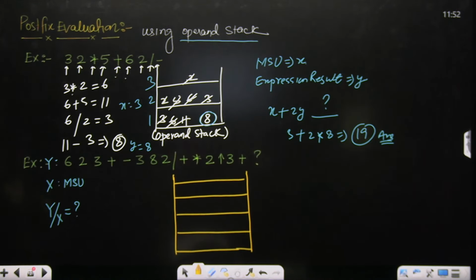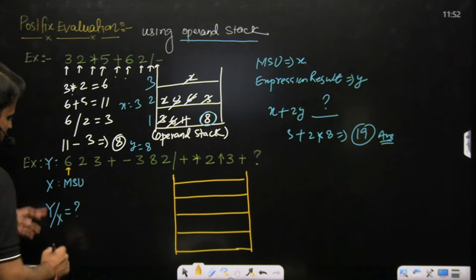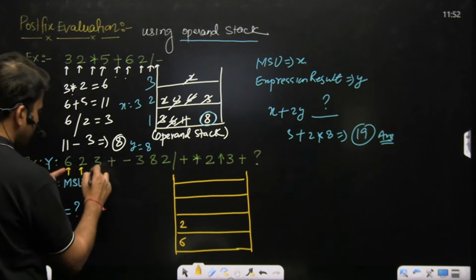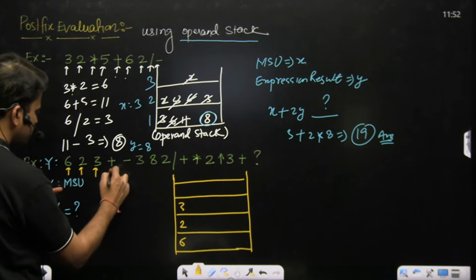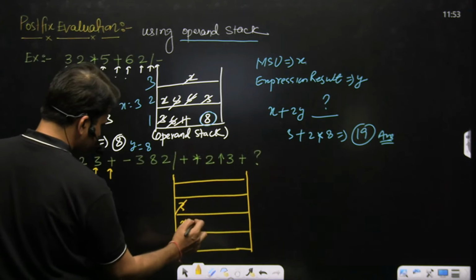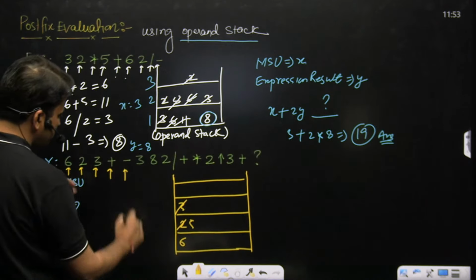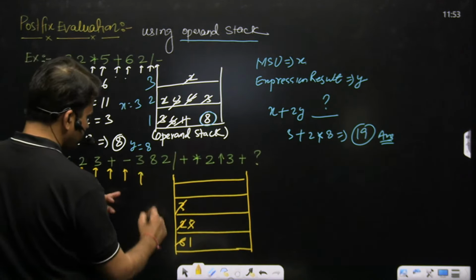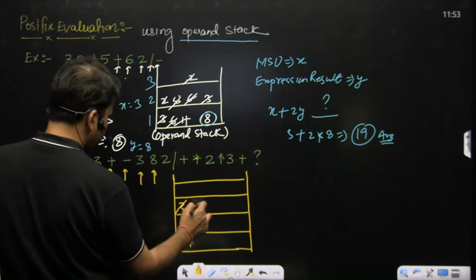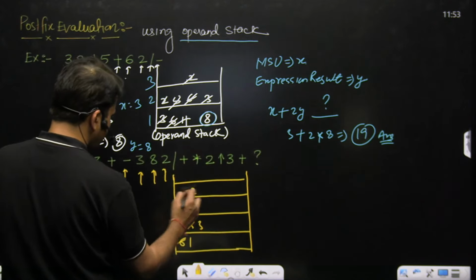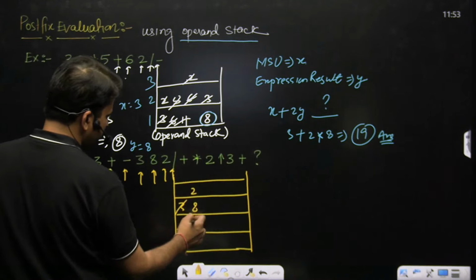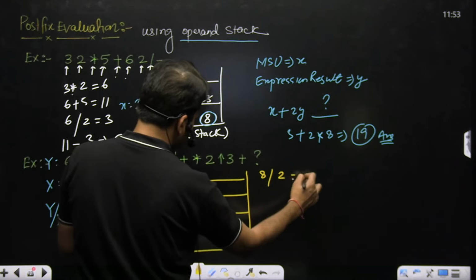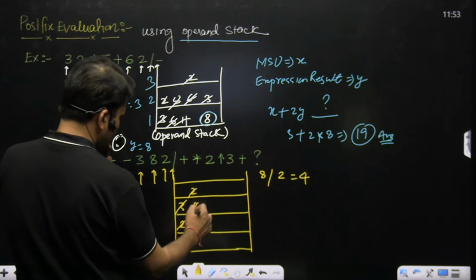For this type of question, student, first read here. 6 is an operand, push into stack. Now 2 is an operand, push into stack. Now 3 is an operand, push into stack. Now this plus, pop 2 symbols from the stack, 3 plus 2, this is 5. Now this is minus, 6 minus 5 is what? 1. Now after this, 3. So 3 is an operand, push into stack, and this 8 is an operand, push into stack. Now 2 is an operand, push into stack. After this, division, pop 2 symbols from the stack. First pop becomes the second, and second pop becomes the first. So this is 4. Okay, so this is 4.